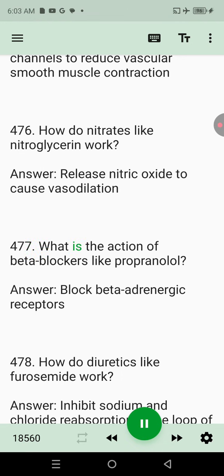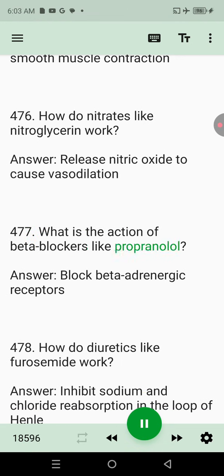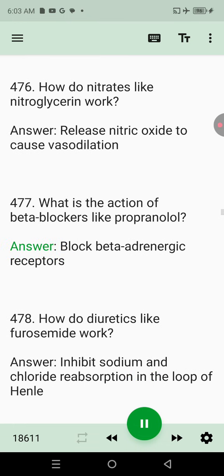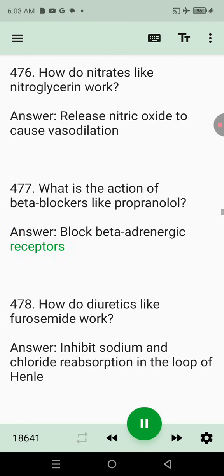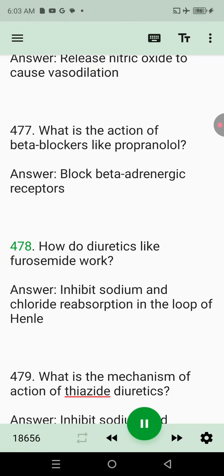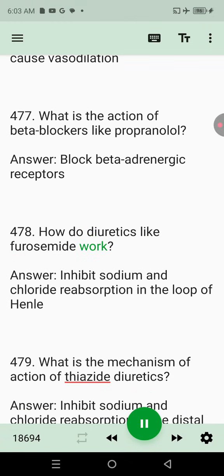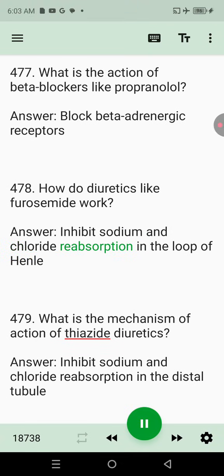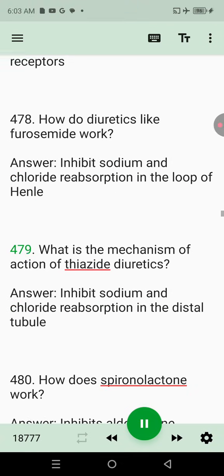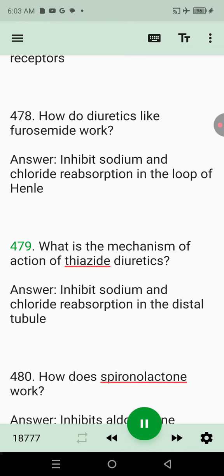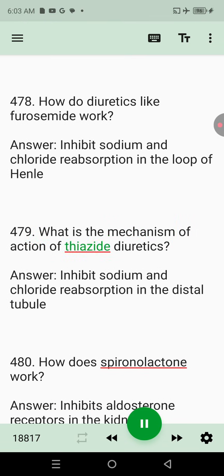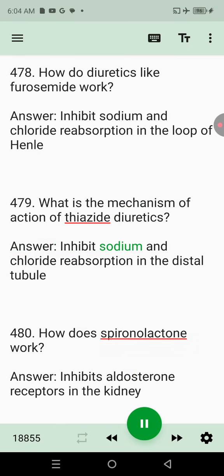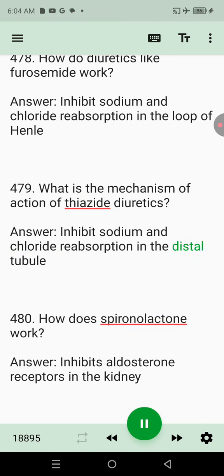477. What is the action of beta blockers like propranolol? Answer. Block beta adrenergic receptors. 478. How do diuretics like furosemide work? Answer. Inhibit sodium and chloride reabsorption in the loop of Henle. 479. What is the mechanism of action of thiazide diuretics? Answer. Inhibit sodium and chloride reabsorption in the distal tubule.